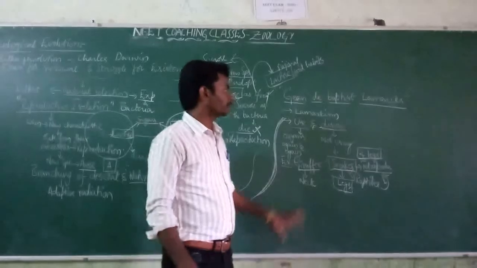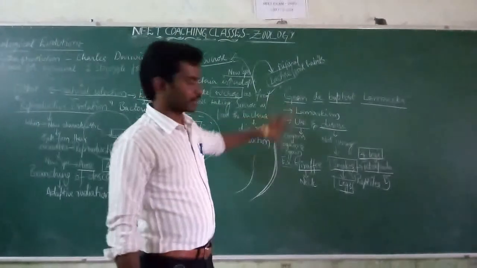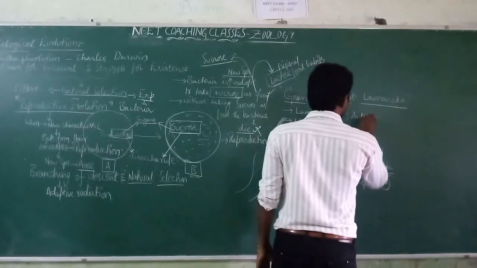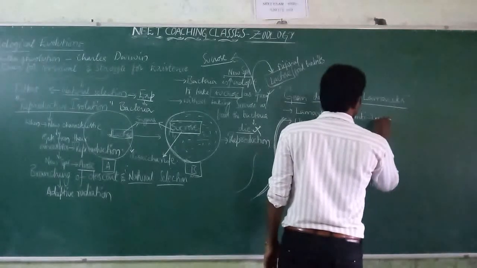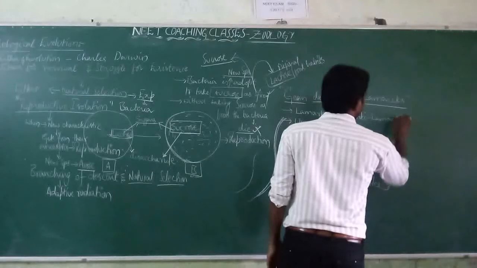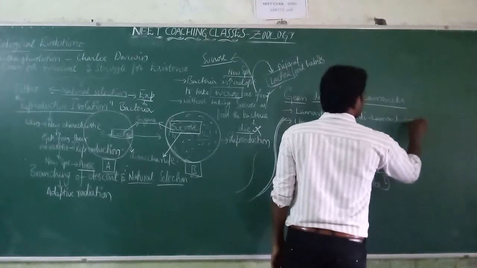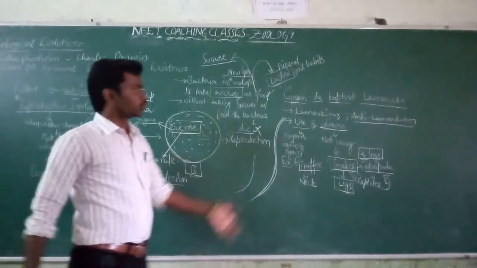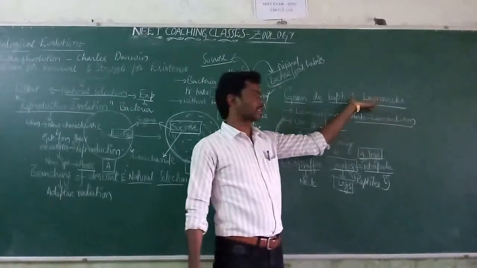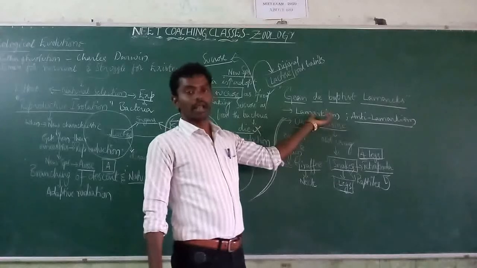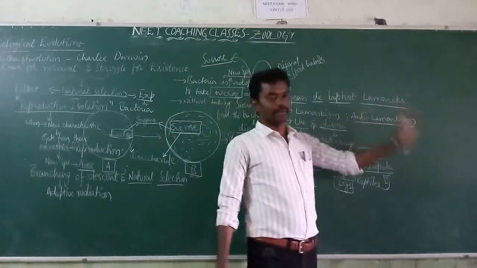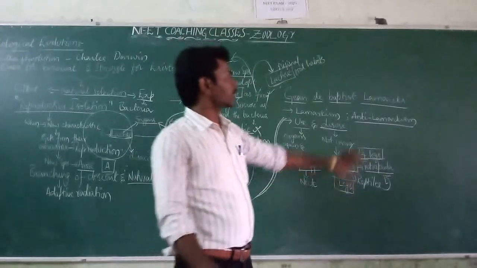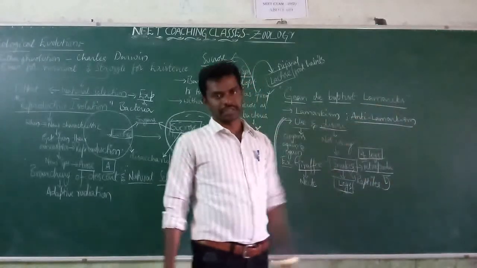So, for this, the anti-Lamarckism. Anti-Lamarckism theory means whoever supports Lamarck's postulates becomes Lamarckism people, and the others are anti-Lamarckism. They did not accept it. So in such a condition, these people asked one question.